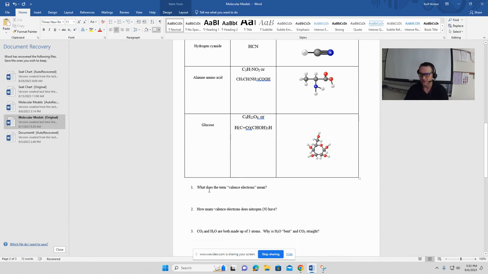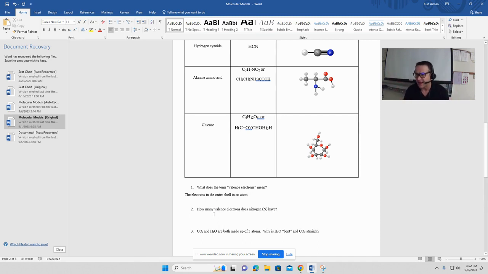And then we only have 2 questions. Number 1, what does the term valence electrons mean? That is the electrons in the outer shell in an atom. And so those electrons in the outermost shell, those are the ones that are forming chemical bonds, not the ones in the inner shells, but the ones on the outer shells.